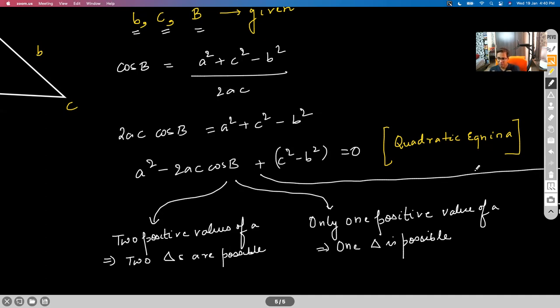But we are going to do a deeper analysis of this. We are going to see what type of situations will arise and why those situations are actually arising. We'll talk about that in much more depth. So first note this down.